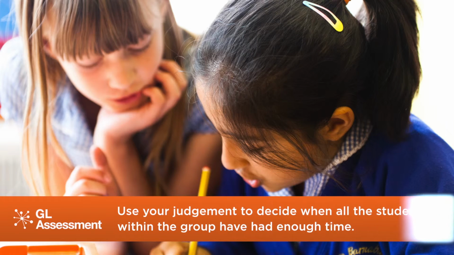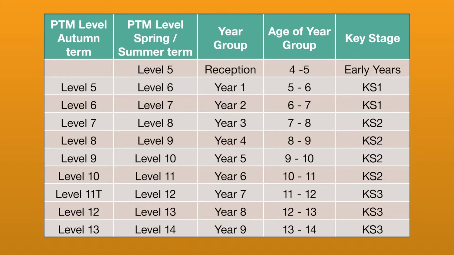For these younger children, we would recommend setting up small groups of 8 to 10 for taking the test. Use your judgment to decide when the students within the group have had enough time to demonstrate what they can do. Extra time may be helpful for those who work more slowly, but if a student is weak in certain areas of the test and unable to complete test questions, giving more time might not make a difference to their test score. This table shows the test level to choose for your students.